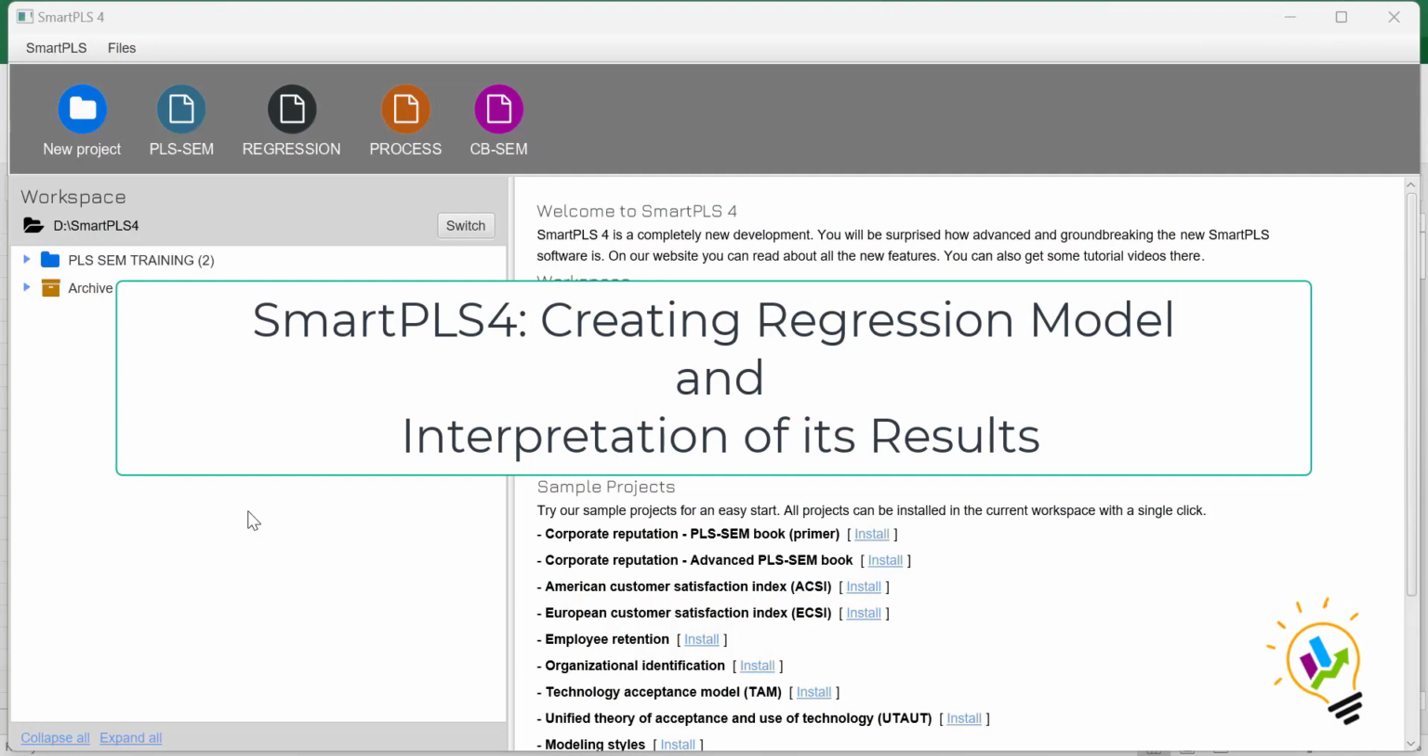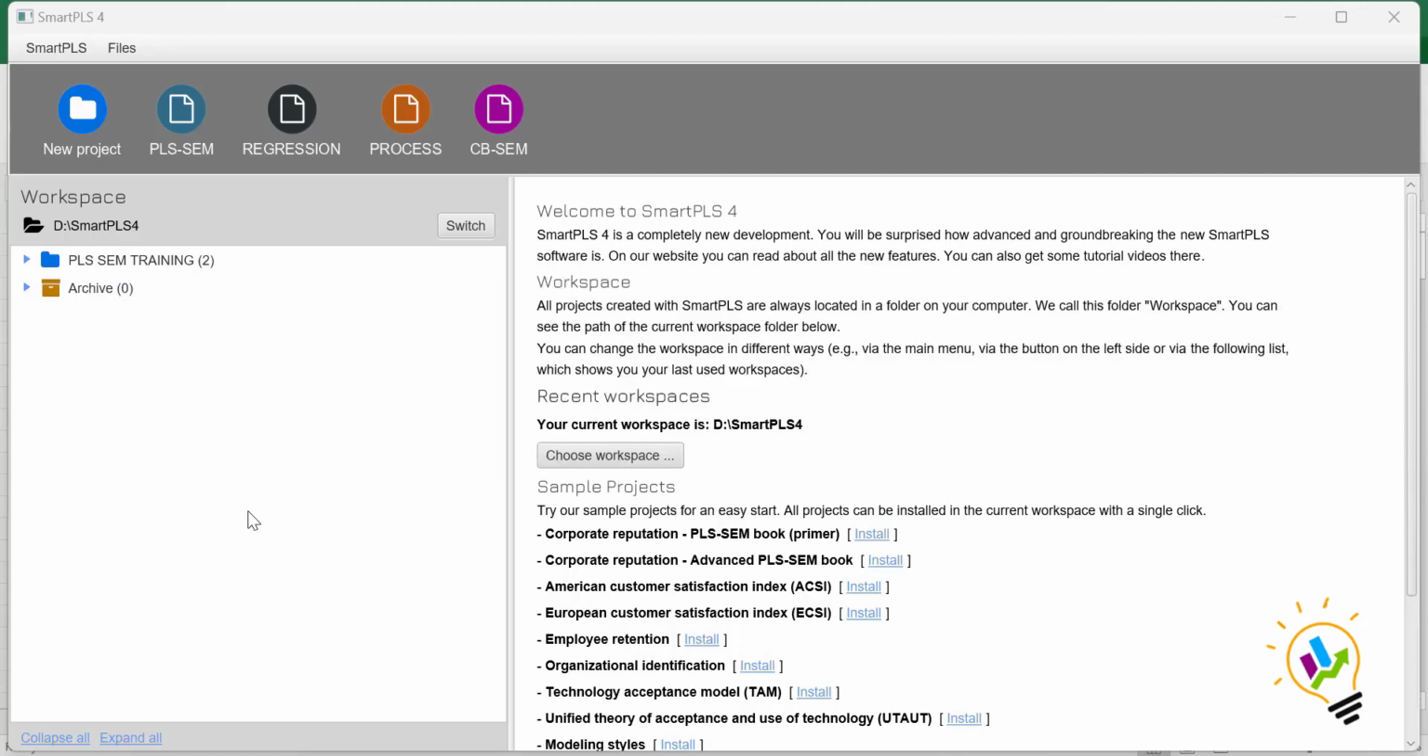In this video, we are going to discuss how to create a regression model in PLS-SEM. We will discuss the creation of the model, and after the creation we will even discuss in detail the interpretation of the results also. First we will discuss what this regression analysis is. This is a linear regression where we have one dependent variable and more than one independent variable.